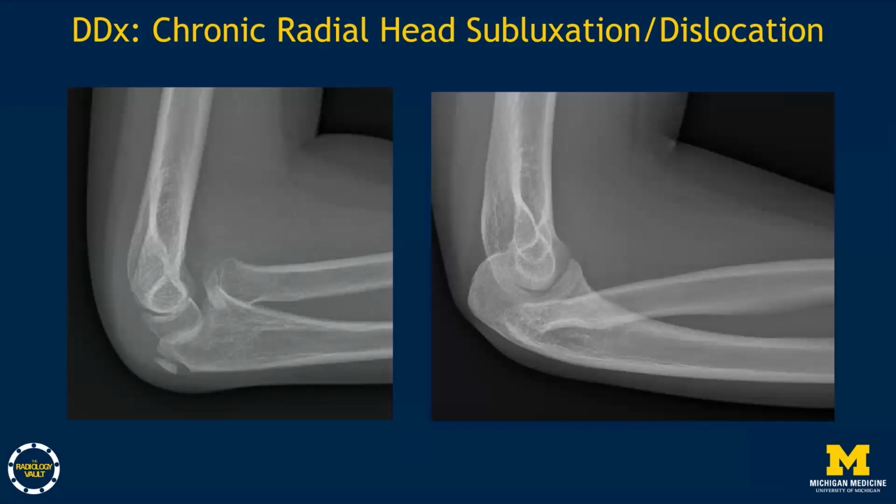It's important to distinguish an acute radial head dislocation like we just saw from chronic or congenital radial head subluxation or dislocation, as we see here. Clues that this is chronic are dysmorphism of the proximal radius with a rounded or bulbous contour, as well as this bowing of the proximal ulna in this patient. It's important to diagnose this and distinguish it from an acute dislocation because this will not be reducible.